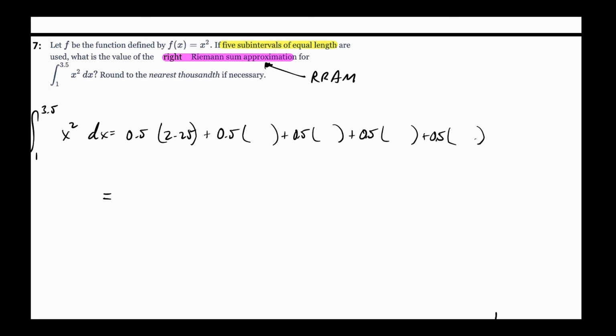So the first rectangle went from 1 to 1.5. The next rectangle is going to go from 1.5 to 2. The right side is going to determine the height, so that's 2 squared. That one's easy, 4. And then we go from 2 to 2.5. 2.5 is now going to determine, 2.5 squared is 6.25.